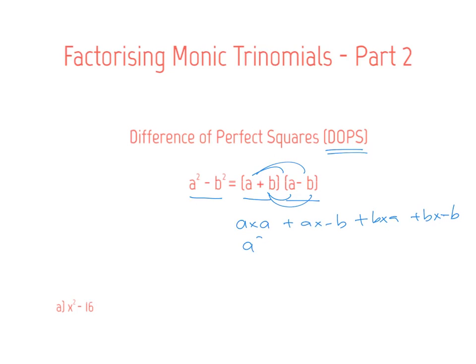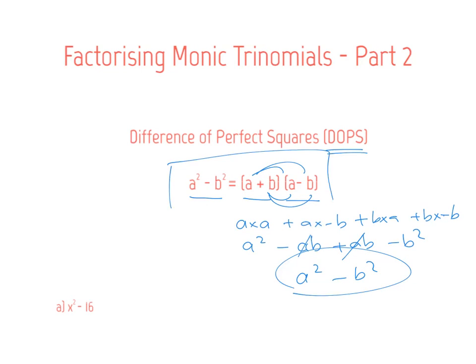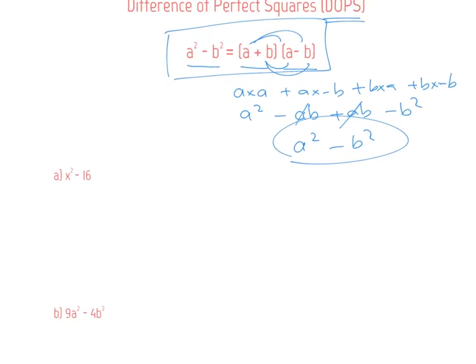So we end up with a squared minus ab plus ab minus b squared. So the middle two get cancelled out. So we have a squared minus b squared. So that's the proof of this difference of perfect square. So let's go through a few examples together.